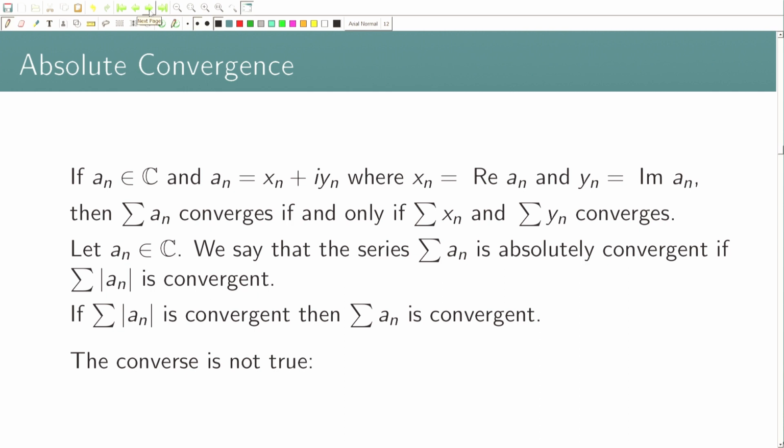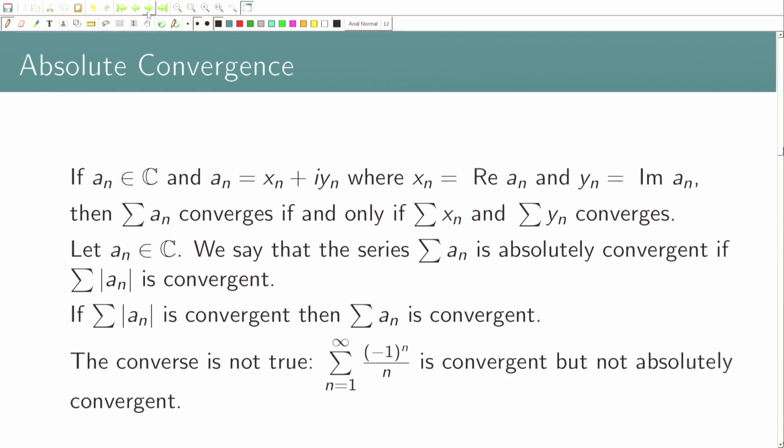All of us are familiar with the alternating series. That is the example I have taken. You take the sum over n equal to 1 to infinity of minus 1 to the power n over n. This is convergent, but not absolutely convergent, because if I take the modulus, then minus 1 to the power n is 1, and we know that summation 1 over n is not a convergent series.